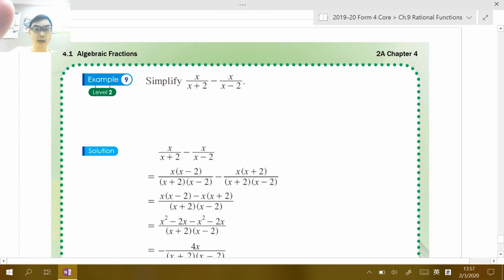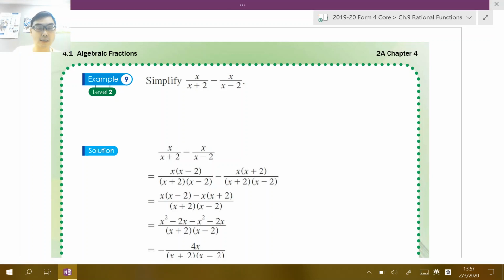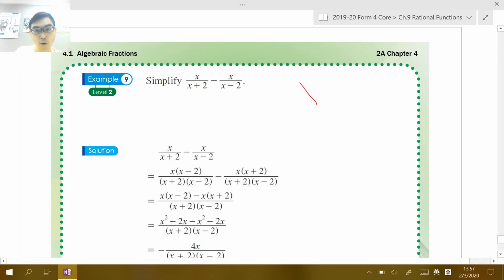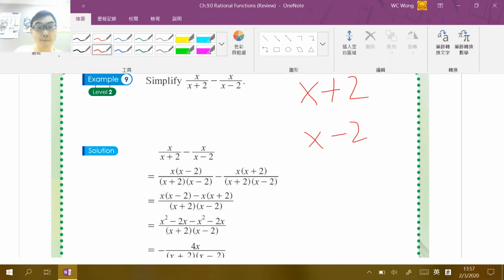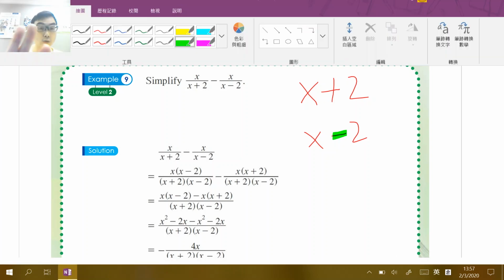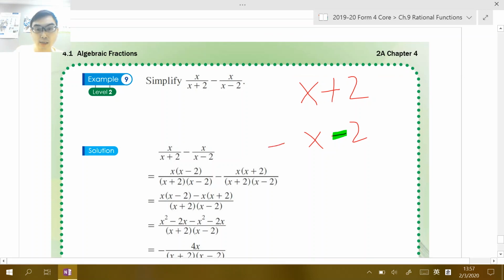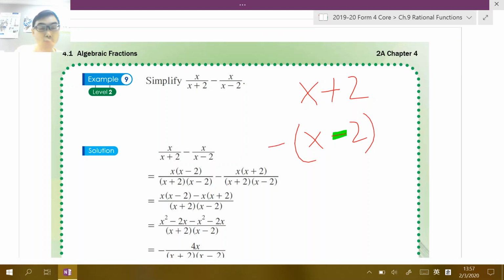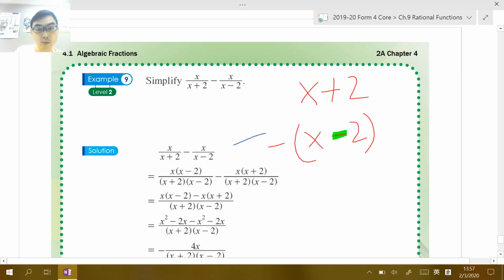And even example 9, you can see x plus 2 and x minus 2 are different. The most important thing to remember is that in x plus 2, both coefficients are positive. For example, x is positive 1 with positive 2, but x minus 2 is 1 positive and 1 negative. So this one is negative, but x is still positive, so they are totally different. Some of you may say, oh, Mr. Wang, can I write it this way? Do remember that if you write it this way, this is wrong.